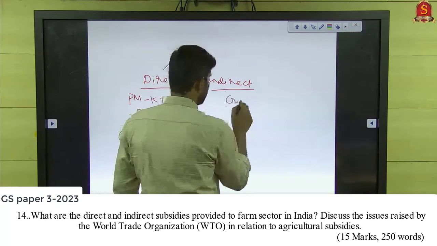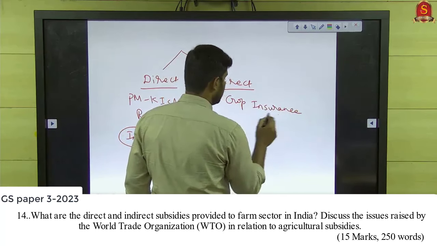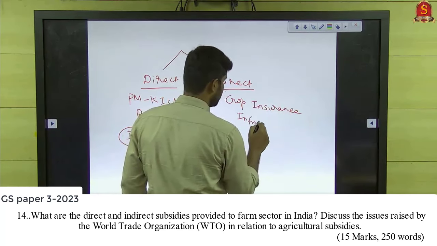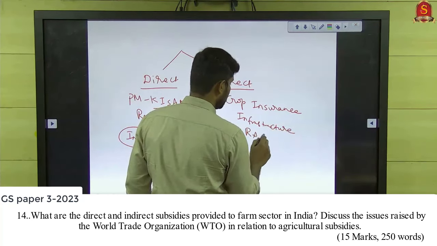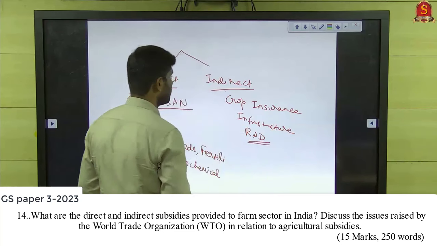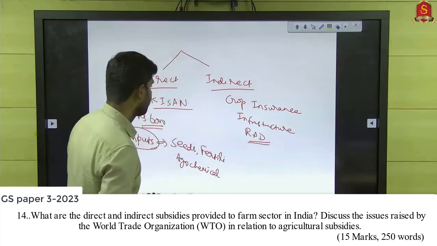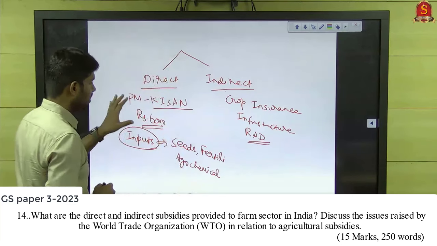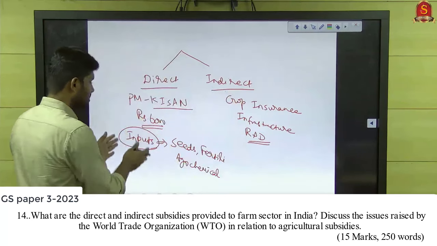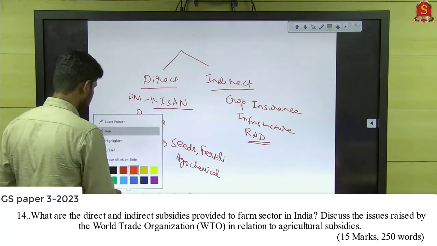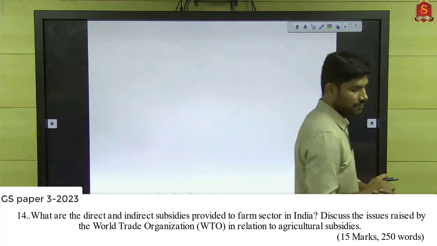Then the crop insurance scheme and the infrastructure development in agriculture, R&D, research and development in crop cultivation. These factors come under the indirect subsidies. So you need to explain what is direct subsidy and what is indirect subsidy. After giving these examples and explanation, we move to the next area, the WTO.